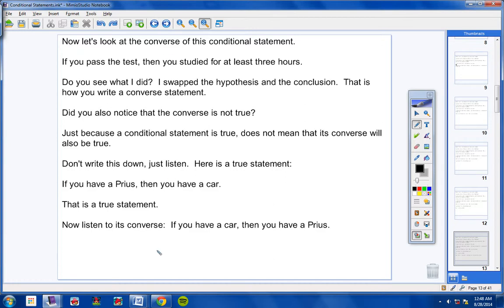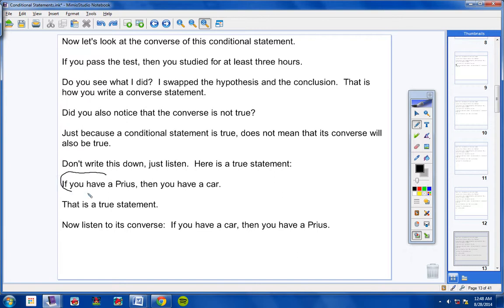But listen to the converse now. Remember, don't write this down, just listen. Now I'm going to swap these two things here. If you have a car, then you have a Prius. Well, that's not necessarily true at all. It might be true, but you can't be guaranteed that it's true.